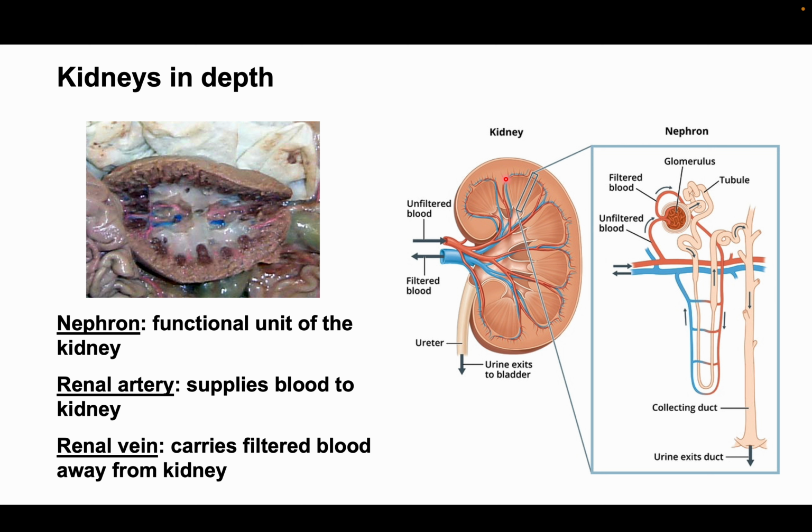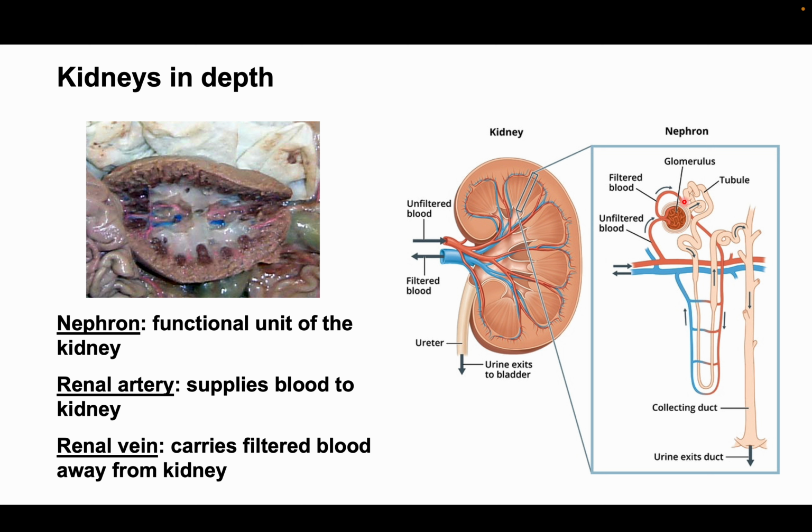Now, you have blood going into your kidney. Within the blood that's going into your kidney, it's going to go in through the renal artery. So here you have oxygenated blood, etc. But the blood that's going into your kidney is carrying a lot of products. It's going to go into the nephron.